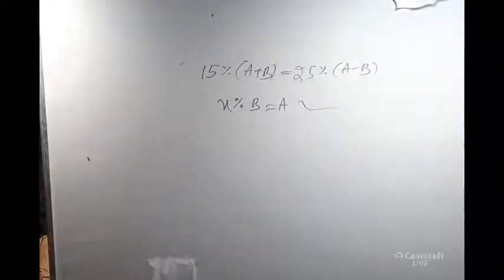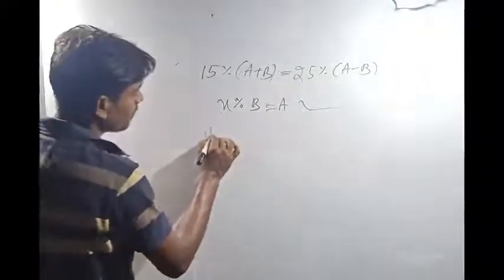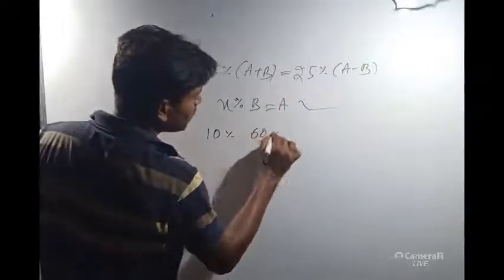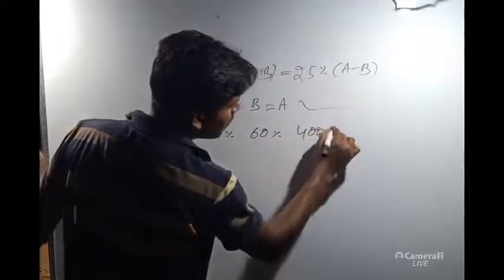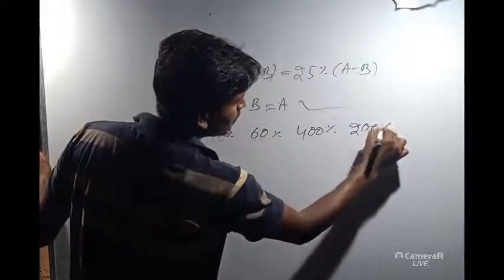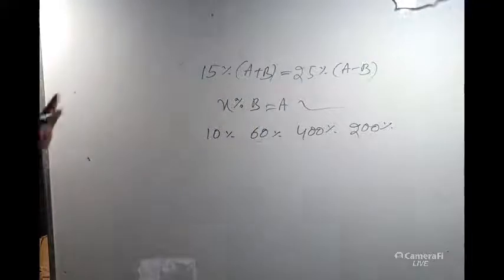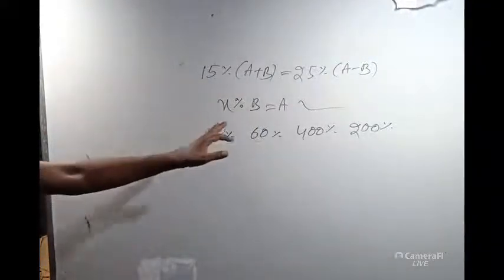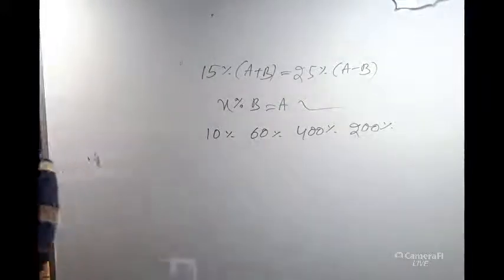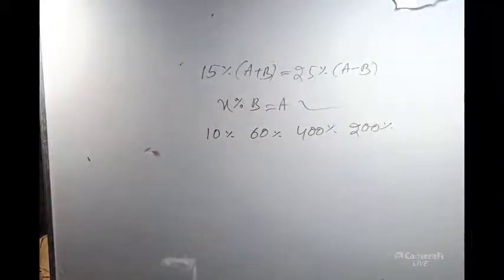The options are 10%, 60%, 400%, 200%. 15% of a plus b equals 25% of a minus b. Then what percent of b equals a? The answer is 400. How to solve?